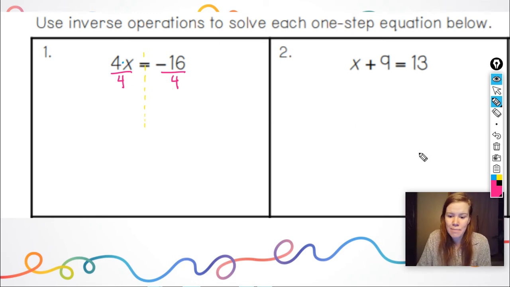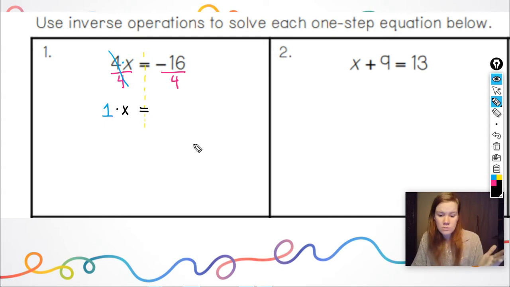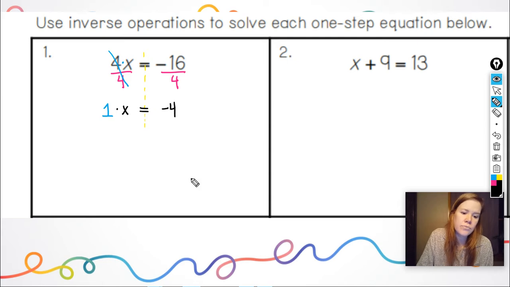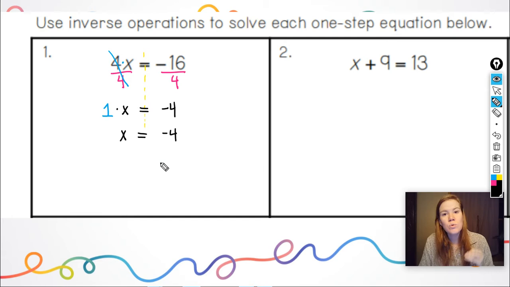So what ends up happening when you do this? Well, 4 divided by 4 is the same thing as 1. 4 over 4 is just 1. So what we end up with is 1 times x, and that's equal to negative 16 divided by 4, which is negative 4. 1 times x, 1 times anything is just whatever that value is. So we're just left with x equals negative 4. So that's what we're saying that variable is. It's no longer a mystery, but that's what we're saying that number should be.